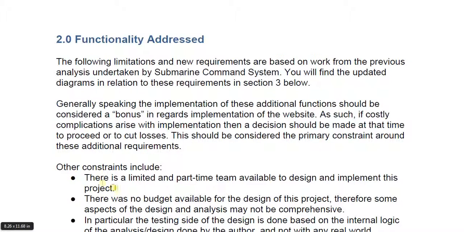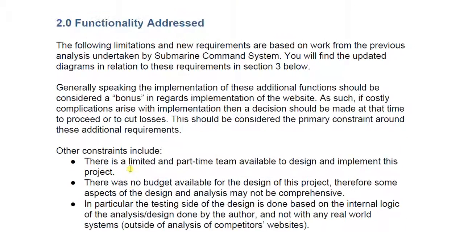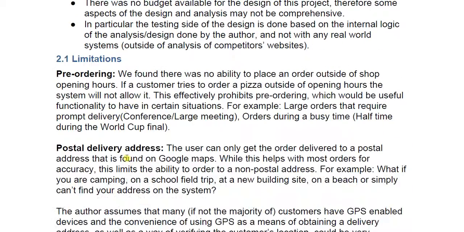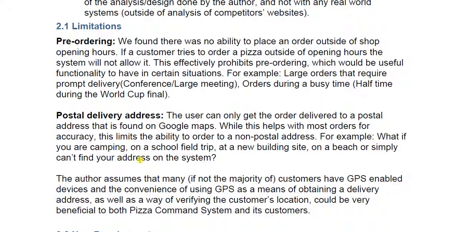Okay, so let's look at the functionality. First of all, there were a few constraints. There's no budget, very little time. So this isn't going to be comprehensive, but it should give an idea of how to design and implement these functions. The first function was pre-ordering. A lot of websites didn't have an online pre-ordering option. Say there was a football match on, you knew you were never going to get your order done online. You'd have to call up the particular restaurant to make sure they made your large order on time.